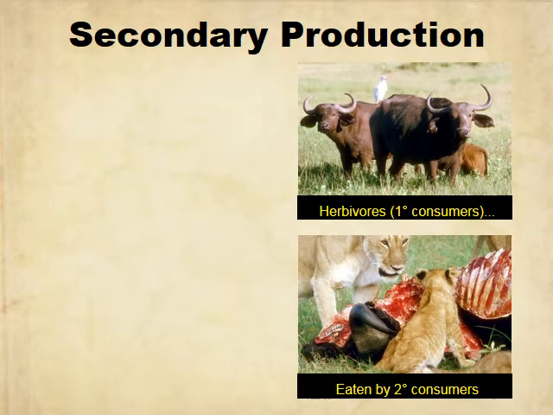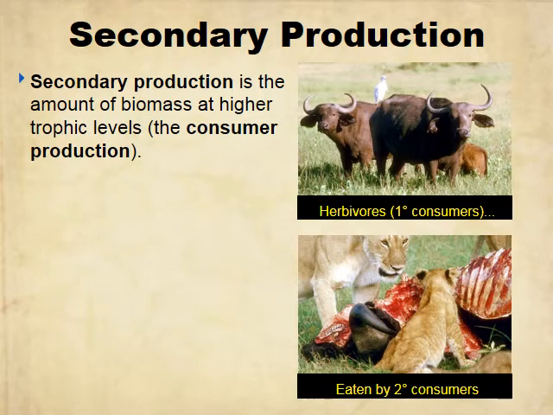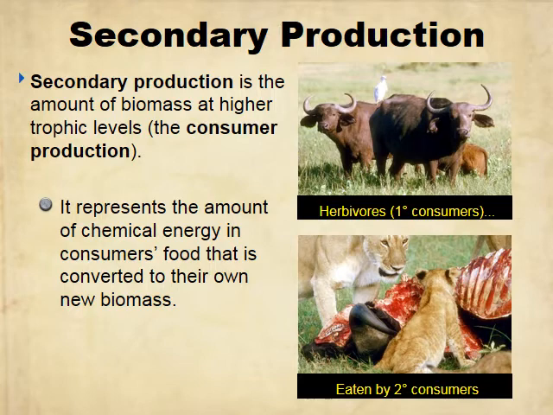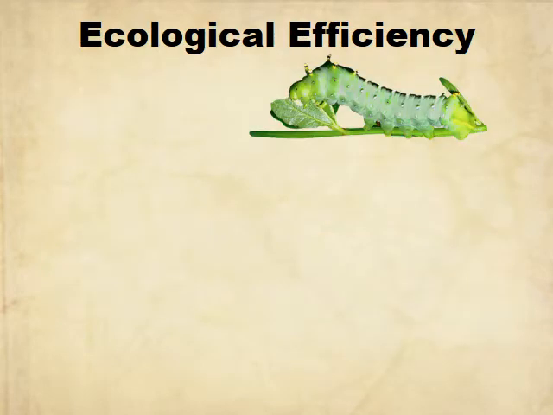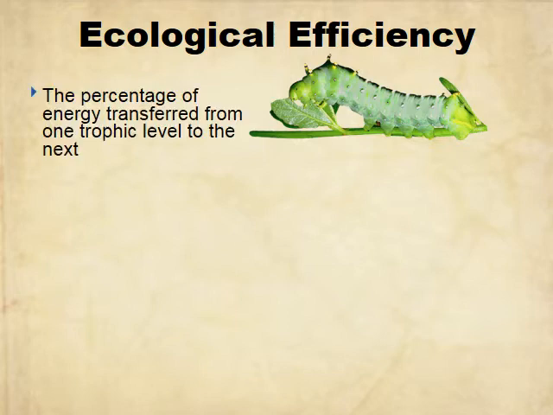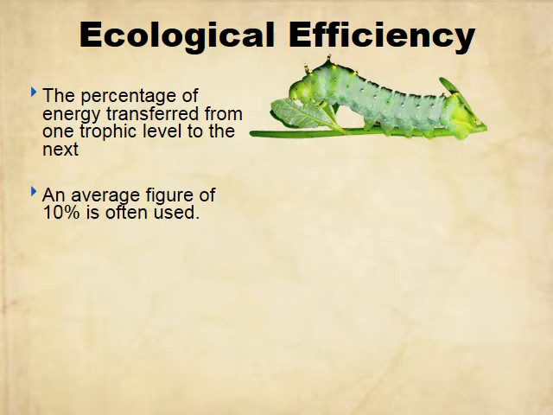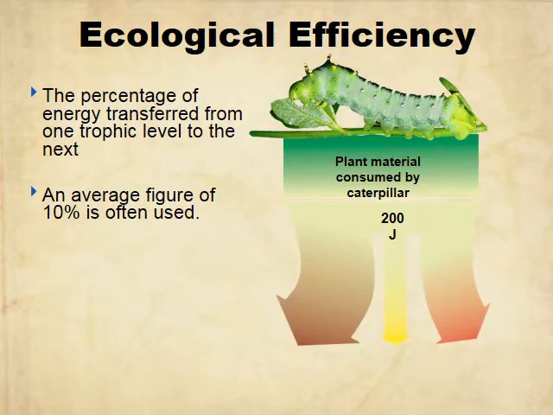So we just talked about primary productivity, and now you have secondary production, which is the amount of biomass at the higher trophic levels. So it's the amount of chemical energy that's consumed and converted into their own biomass to then go up to the next trophic level. And we have something called ecological efficiency. We call this the rule of 10% in ecology. So this is the amount of energy that goes from one trophic level to the next. About 10% of the energy goes up to the next trophic level, and about 90% of it is lost.